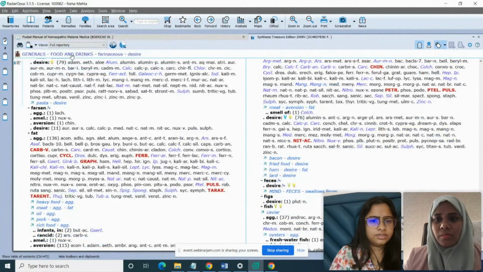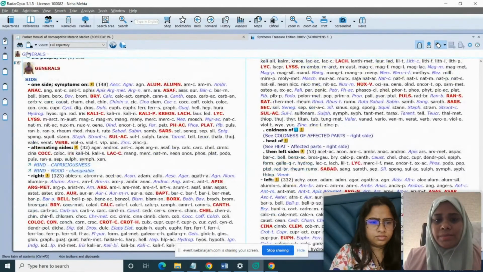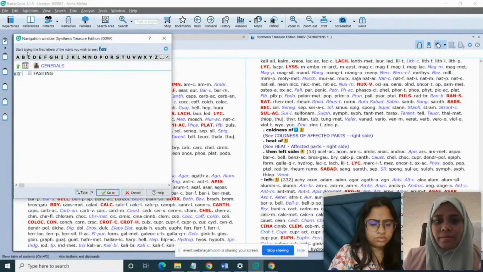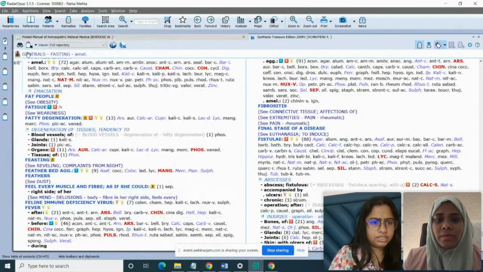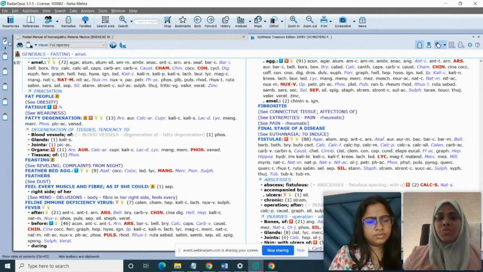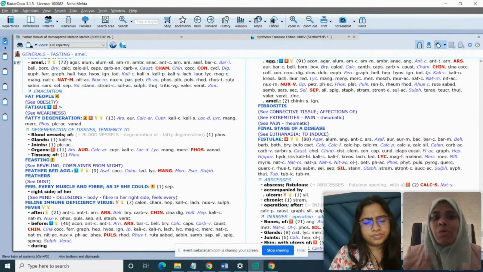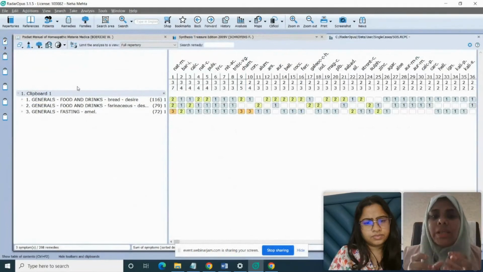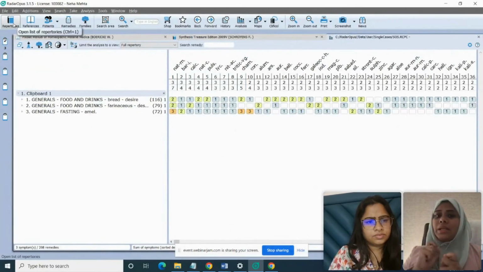Added that. Okay. Then you will put fasting. In generalities only, fasting ameliorates. Added that. Now in RADAR, if you have Phatak repertory, now I will check in a smaller repertory, because the earlier one was Synthesis or Complete repertory, and these are very characteristic physical generals.